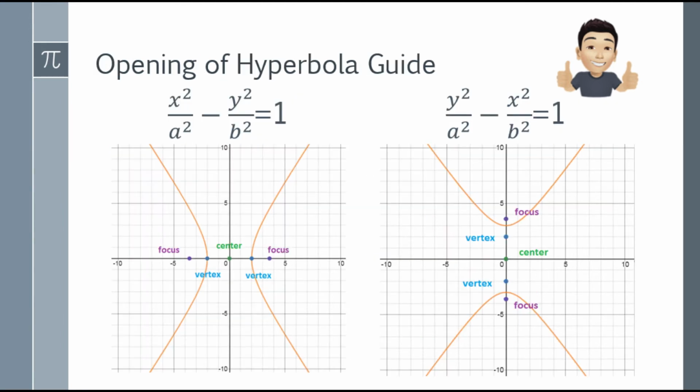Alright, so next one is the opening of the hyperbola guide. So, paano natin malalaman kung ang dalawang hyperbola ay pakaliwa at pakanan or pataas at pababa? Pag ang equation mo ay x squared over a squared minus y squared over b squared is equal to 1, that will be pakanan and pakaliwa. Pag nauna ang x, pakanan pakaliwa yan. On the other hand, we have y squared over a squared minus x squared over b squared is equal to 1. So, that will be pataas and pababa lang. Pag nauna ang y, pataas and pababa.